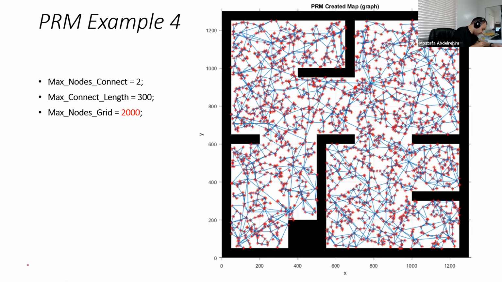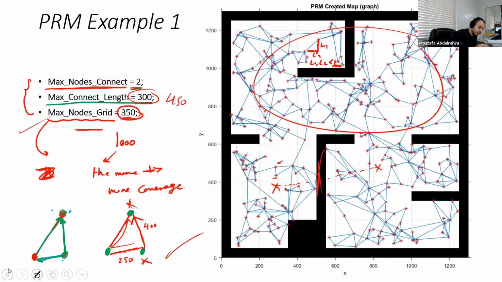Finally, let's have another example with 2000. Maximum number of nodes in the grid is 2000. So 2 are the same as example 1, 300 as the same as example 1, and you have 2000 here. So basically, if we compare this map to the first one, example 1, it's obvious that the other one with 2000 is more dense, and you have more coverage for your map.